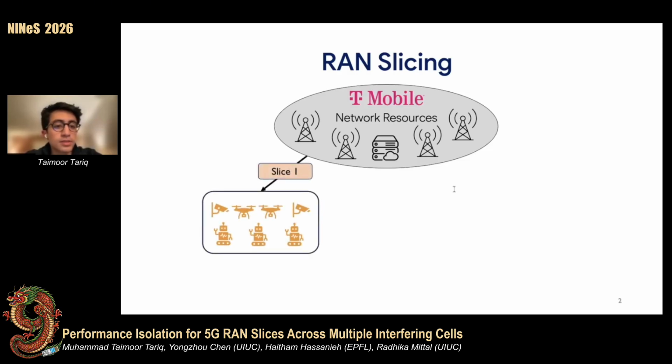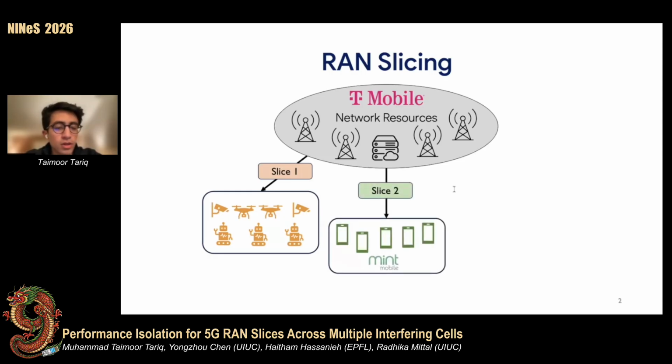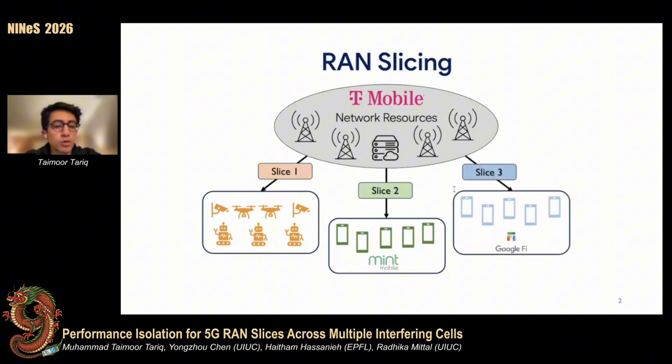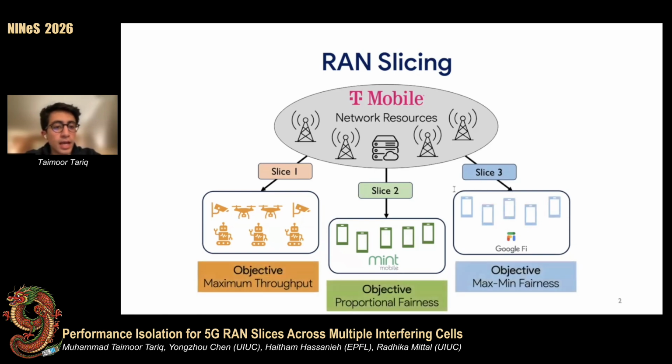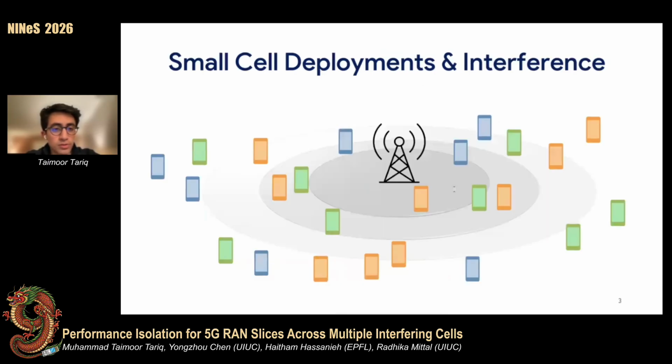These slices can consist of application-based slices such as isolated slices for robotics or drone control, or they can also represent MVNOs such as Mint Mobile or Google Fi. Each of these slices can have their own set of users, and each of these slices can also have their own set of unique objectives based on which they allocate resources to their users and schedule their users.